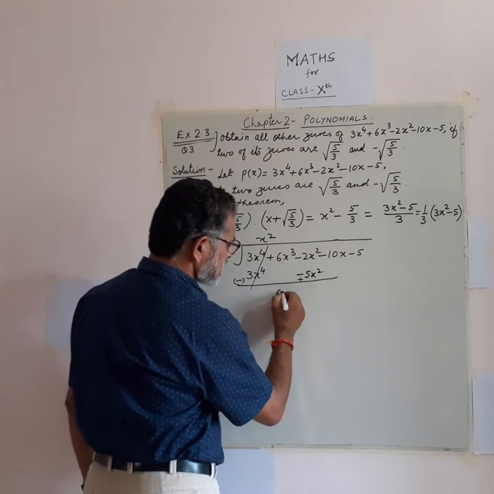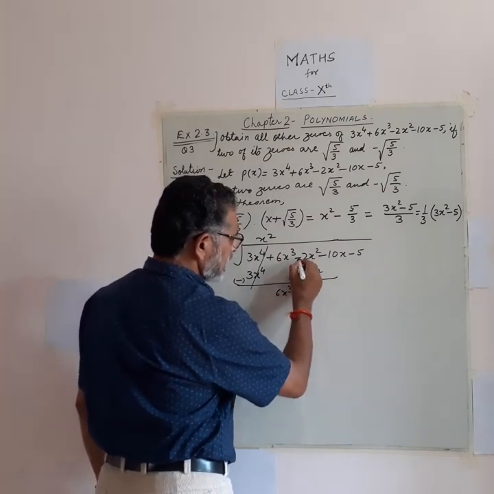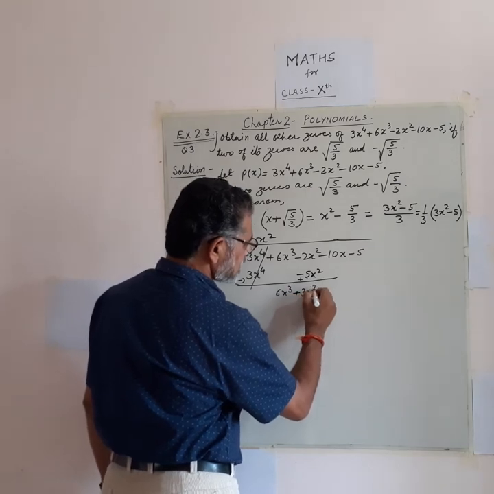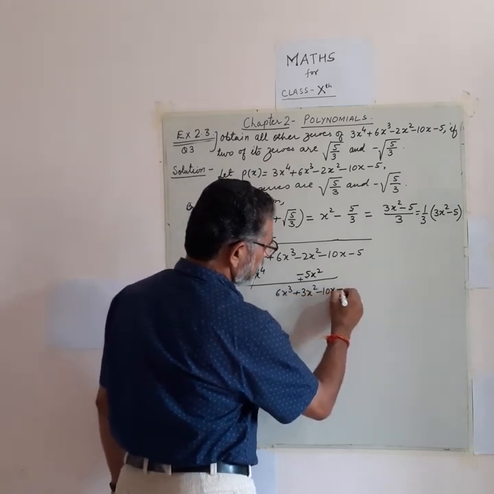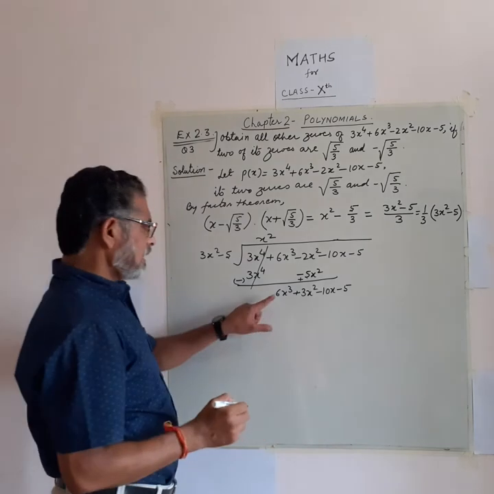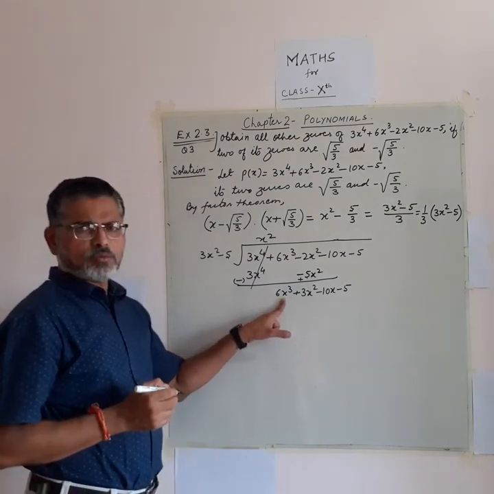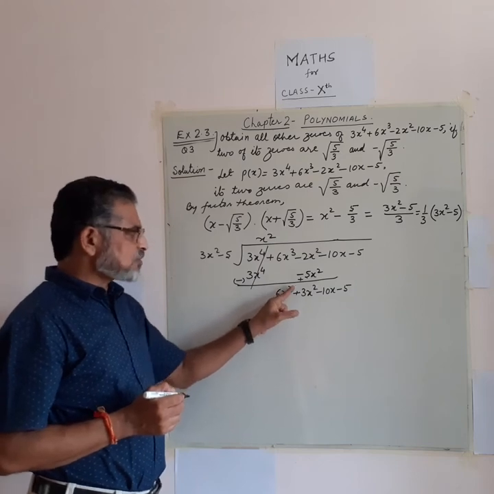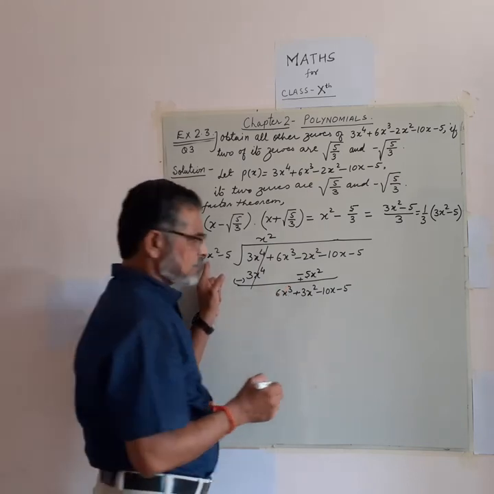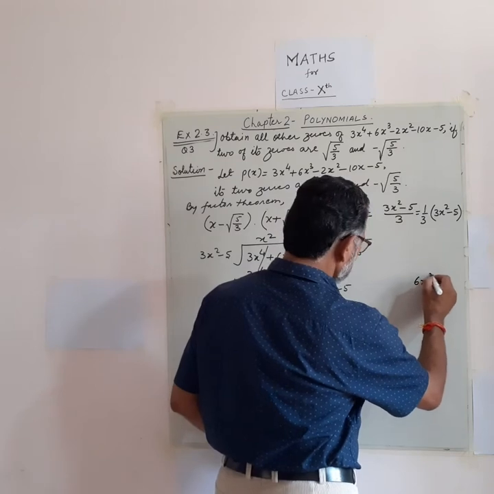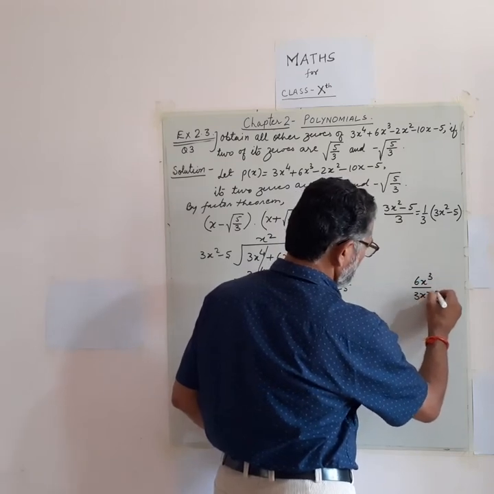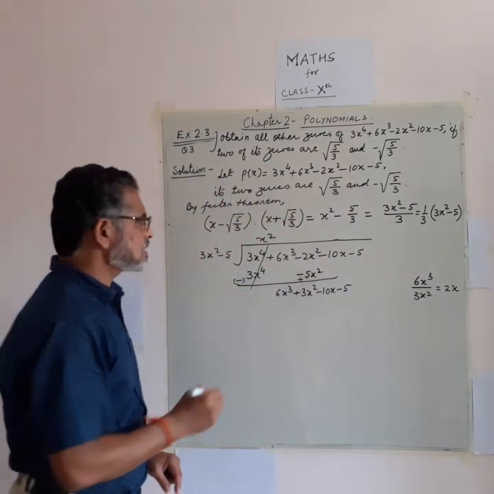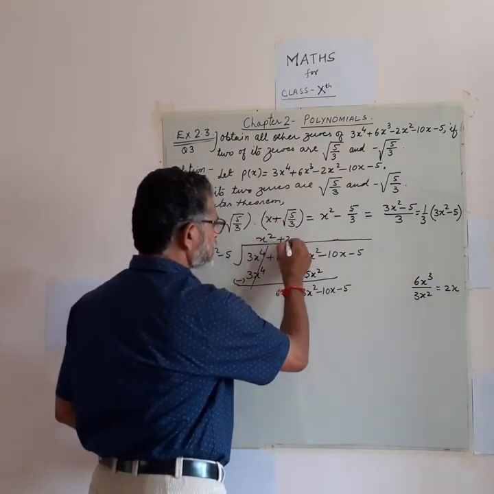What we get? 6x cube and minus 2x square plus 5x square plus 3x square minus 10x minus 5. Here the degree of this polynomial is higher than this, so again divide. 6x cube divided by 3x square. So what will be the quotient? 6x cube divided by 3x square. So we get 2x. So quotient will be plus 2x.